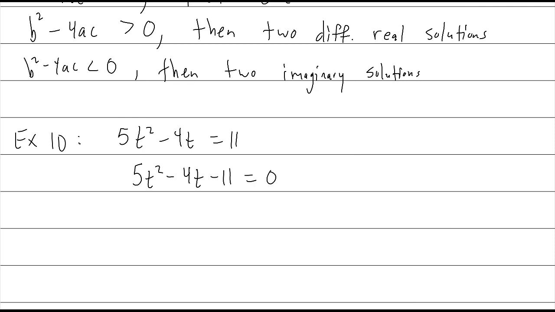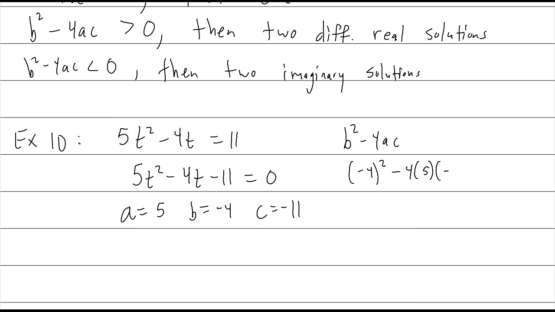Okay, identify a, b, and c. a is 5. b is negative 4. c is negative 11. Plug them into the discriminant, b squared minus 4ac. Okay, because that's what we're asked to find here. Not to solve it, but to find how many solutions or what kind of solutions. So negative 4 squared minus 4 times 5 times negative 11.